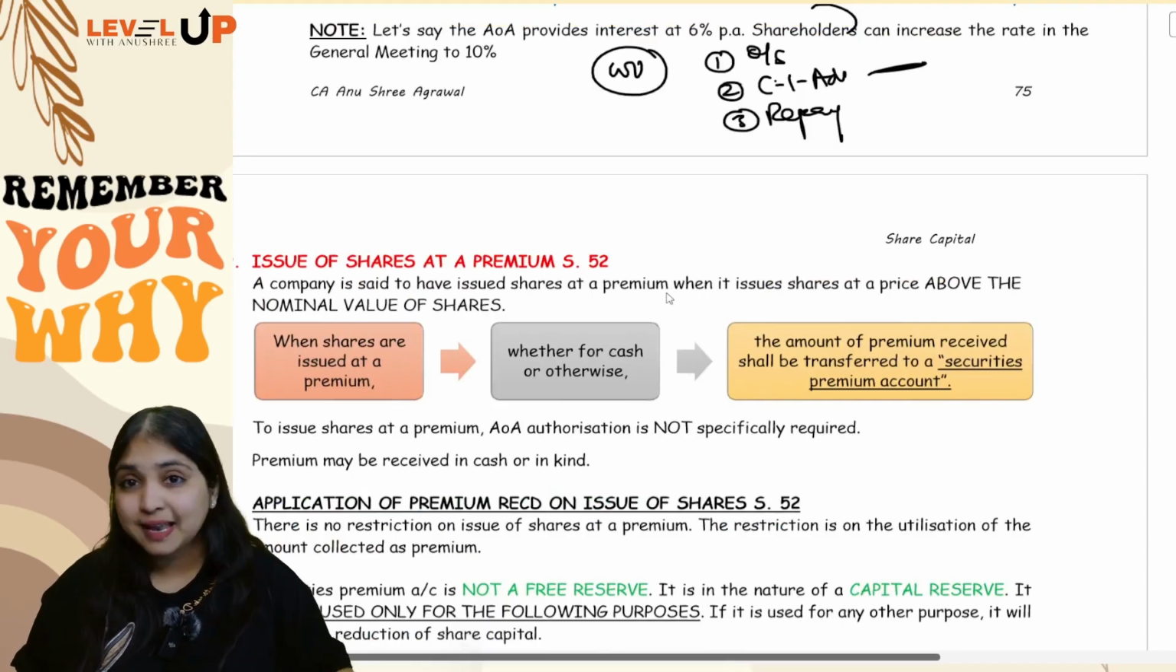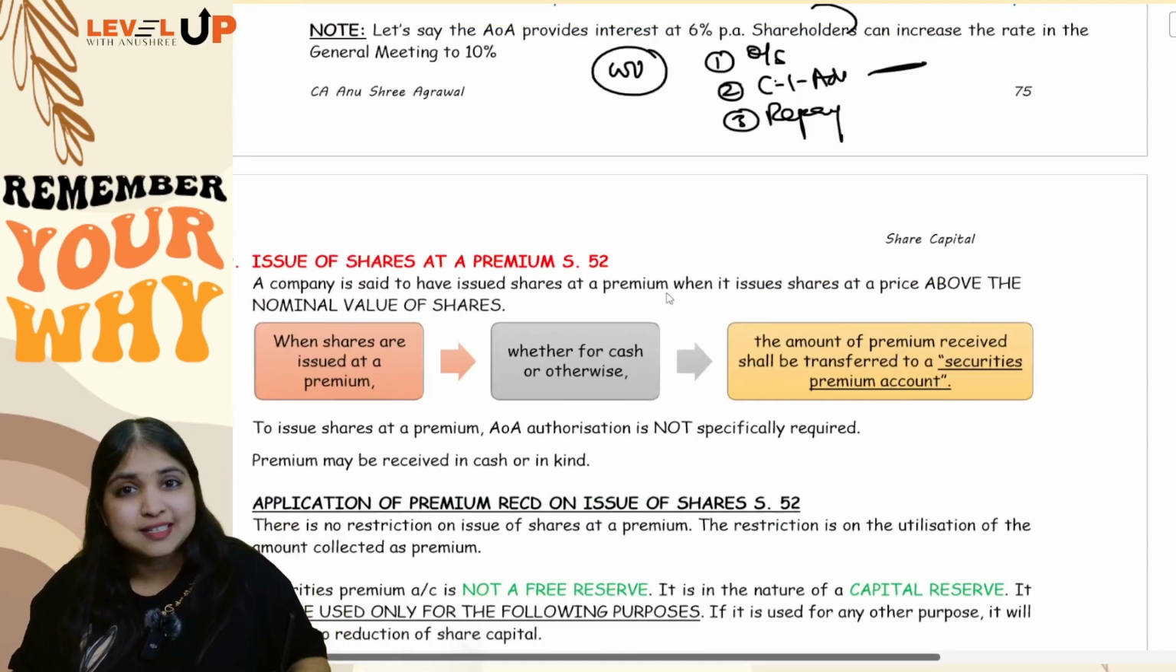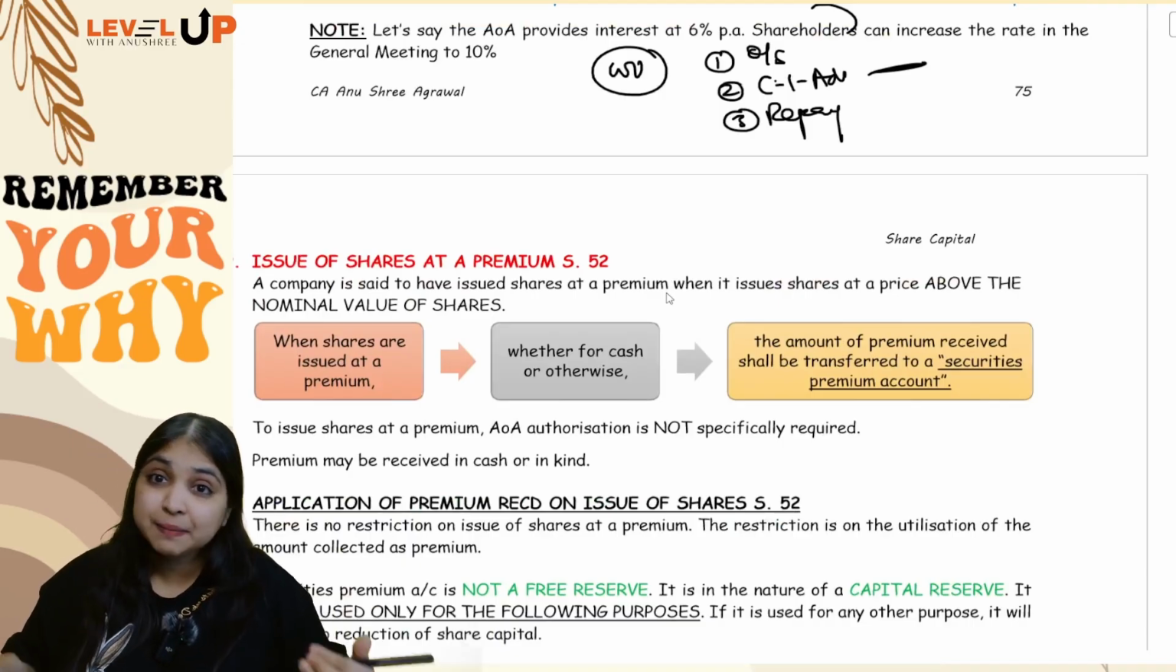Okay, so can the company issue shares at a premium? Yes. Is there any limit on the premium? No. If AOA doesn't authorize, can the company still issue shares at a premium? Yes.